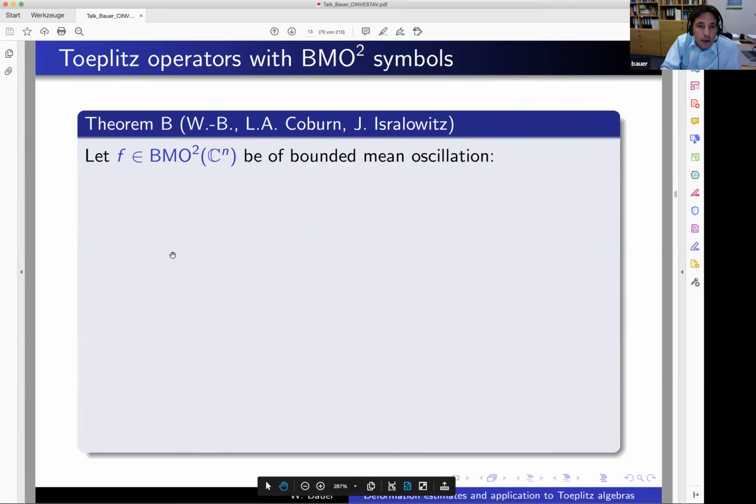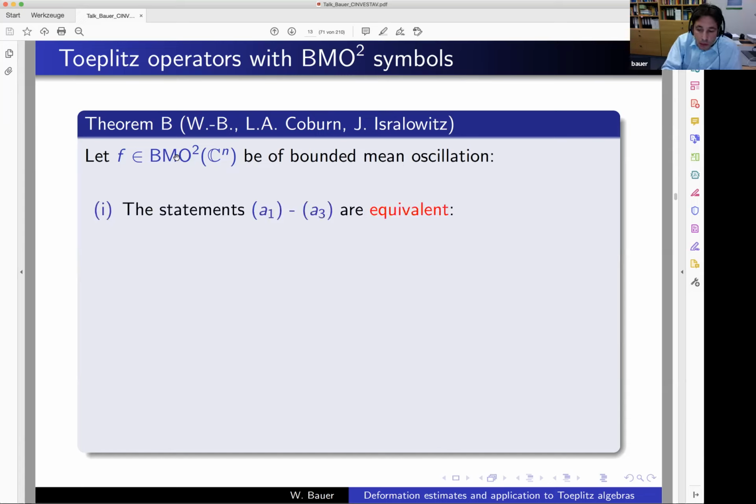But if we restrict oscillation, we will see that the Toeplitz operator behaves a bit closer to the multiplication operator. So here's a result by Lo and Janas Israelowitz, and it says if you now take a symbol which is in this BMO space, has bounded mean oscillation, it's a priori an unbounded function, it could be unbounded, but not too much unbounded. And then you have three equivalent statements. The first statement says the Toeplitz operator with this symbol is bounded. And this is equivalent to saying that the heat transform is bounded for all t bigger than 0.